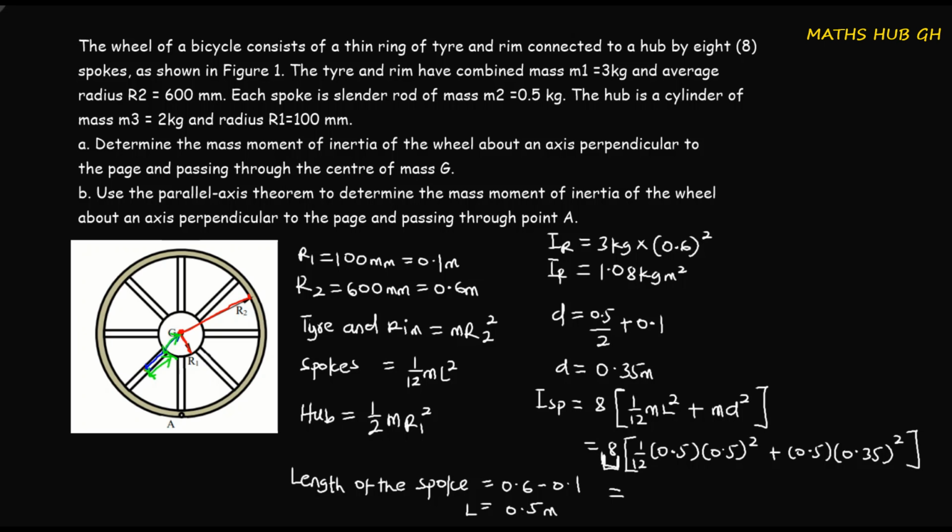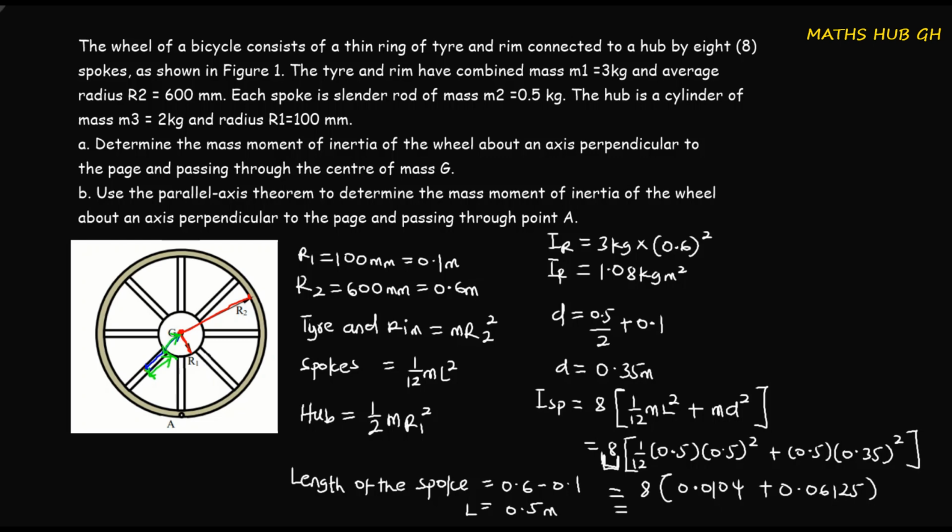So let's simplify this and see. I'll do the terms we have in the brackets first. We have 1 over 12 times 0.5 times 0.5 squared. So this will give me 8 multiplying 0.0104, plus 0.5 times 0.35 squared. This will give me a value of 0.06125. So let's multiply the terms in the bracket by 8.